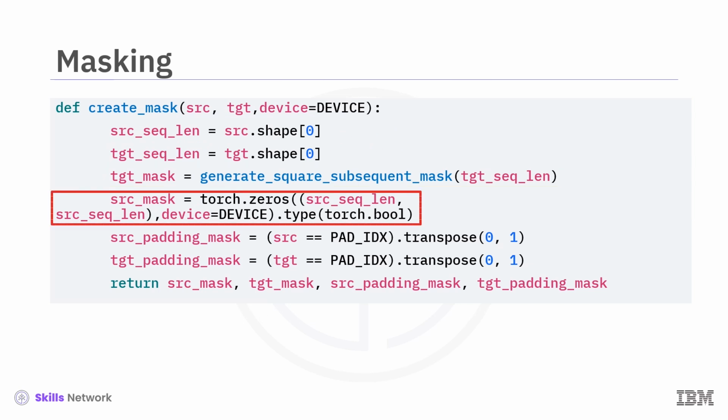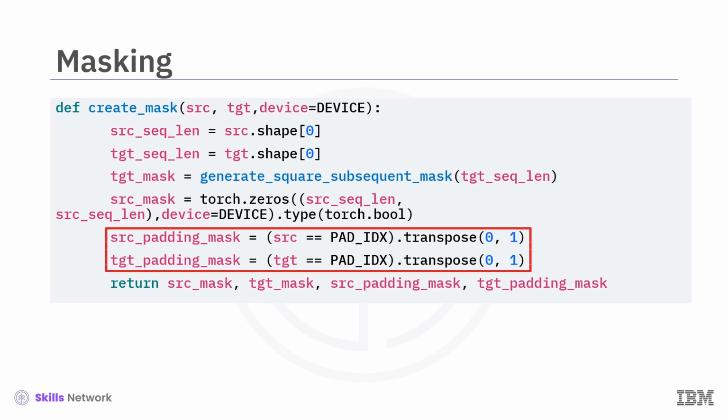For the source sequence, the mask is typically an array of Boolean values initialized to false. There's no need to mask future tokens since the entire source sequence should be visible at once during the encoding process. Finally, this function also produces padding masks for both the target and source sequences. These masks flag the positions of padding tokens, commonly marked with zeros in the input tensors, as true.